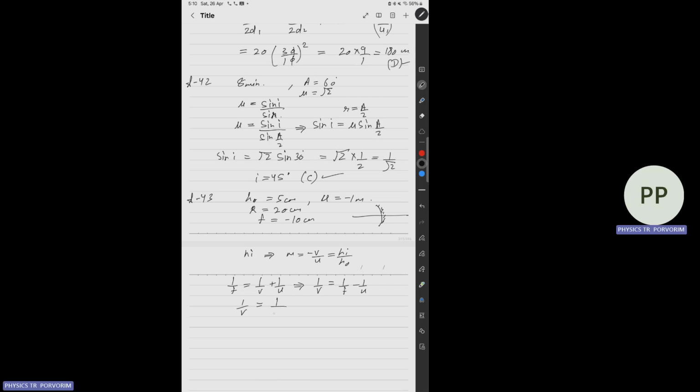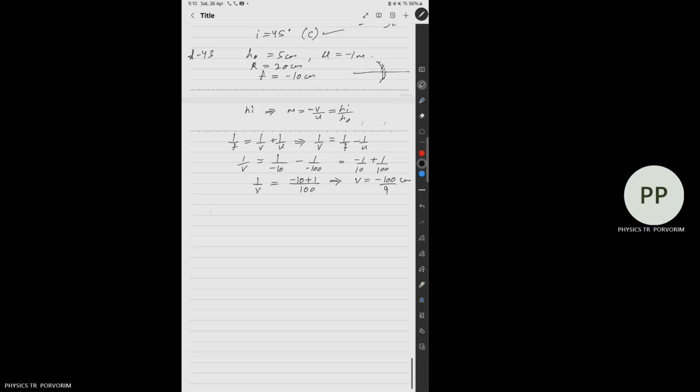The answer is in centimeter, so we have to put the values in centimeter. So f is minus 10, and u is minus 1 meter, so it will be minus 100 centimeter. It will be minus 1 by 10 plus 1 by 100. When we take the LCM and solve it, it will be minus 10 plus 1. V will be equal to minus 100 by 9 centimeter.